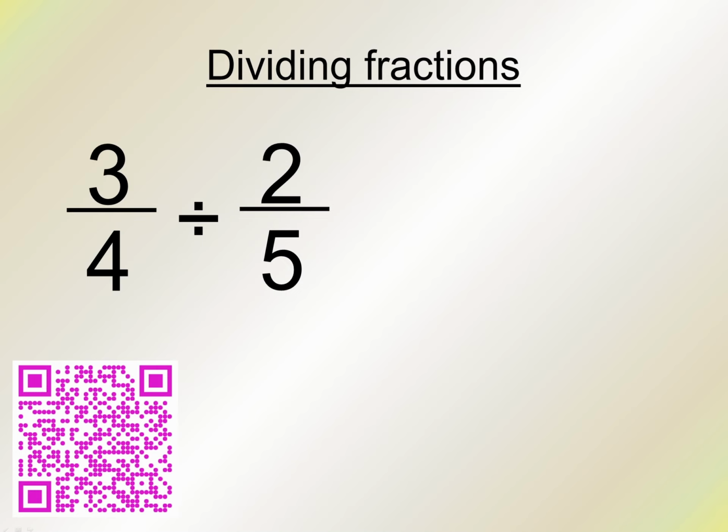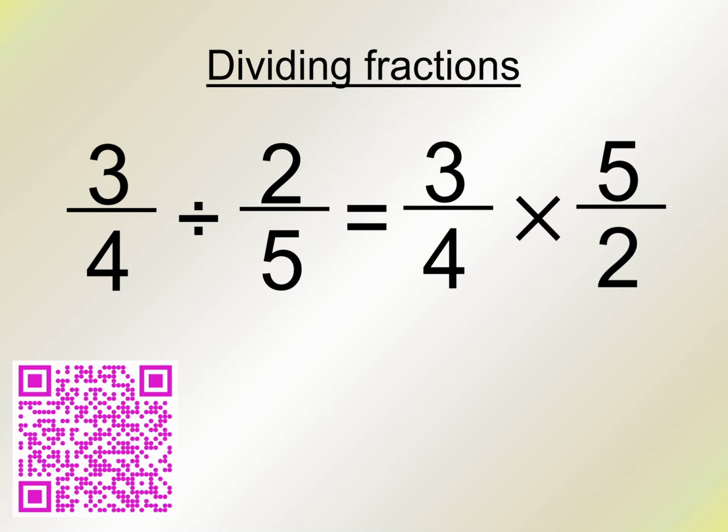Now we can't directly divide fractions. We have to change it to multiplication. And in order to do that, we need to invert the second fraction. So, as you notice, the division sign is changed to a multiplication sign, and 2/5 is now 5 over 2.